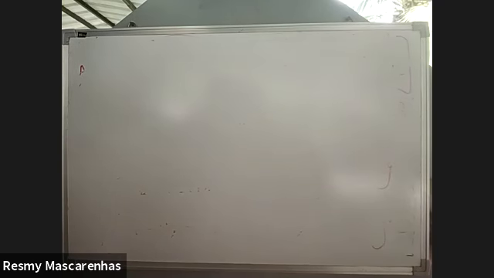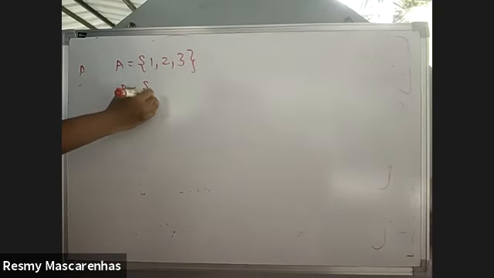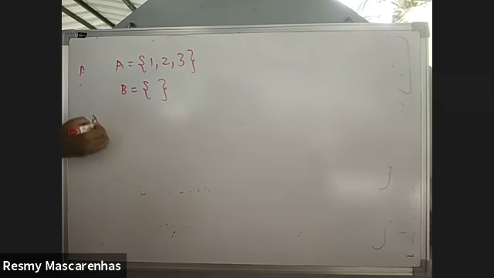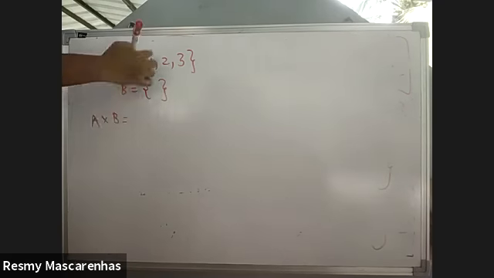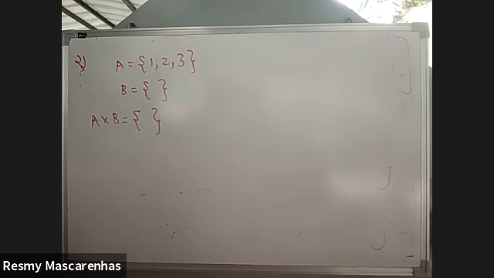Second point is, if any set A or B is empty, then A cross B is empty. Consider this is 3 and B was empty. Then for A cross B, there is nothing to pair with. So that answer will also be empty. So this was about the simple Cartesian product.